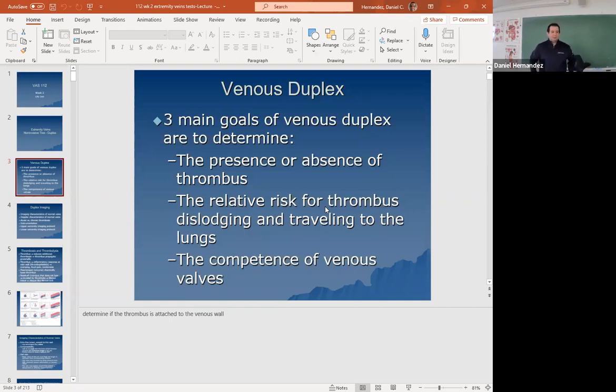And then the other reason we do a venous duplex is to assess the competence of the venous valves. So looking for reflux within the vessels. So those are 2 separate types of exams, and they will have separate indications. So you have to be careful when the order comes in just for a venous duplex: is it to rule out DVT or is it a reflux study?